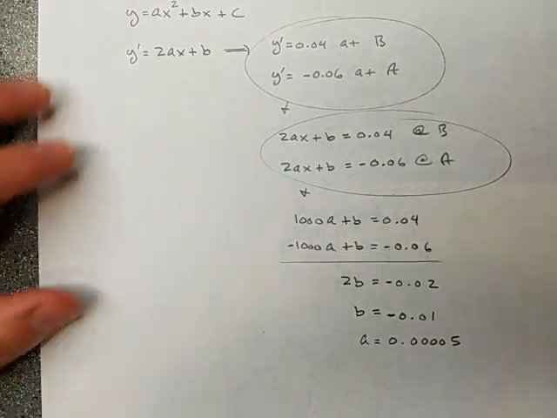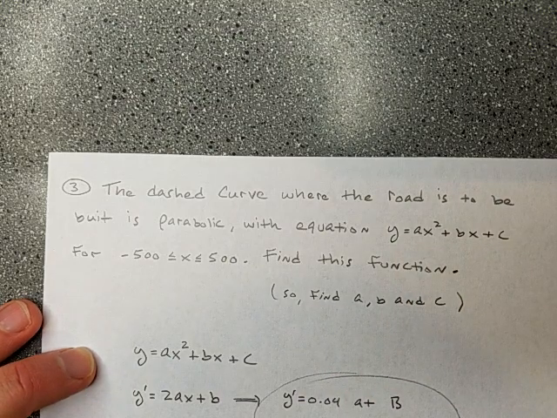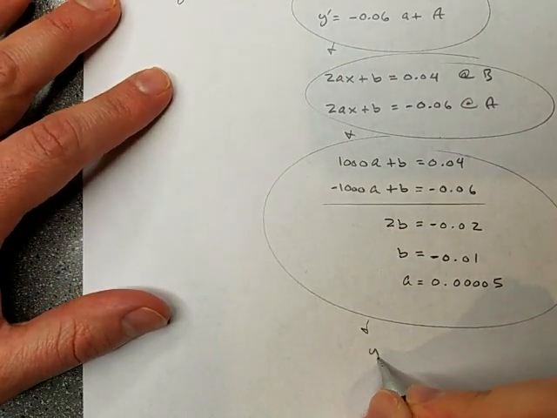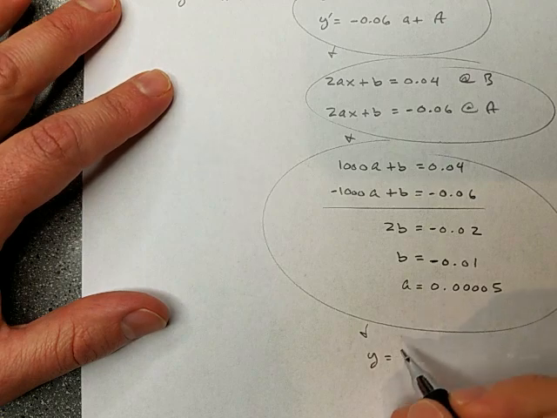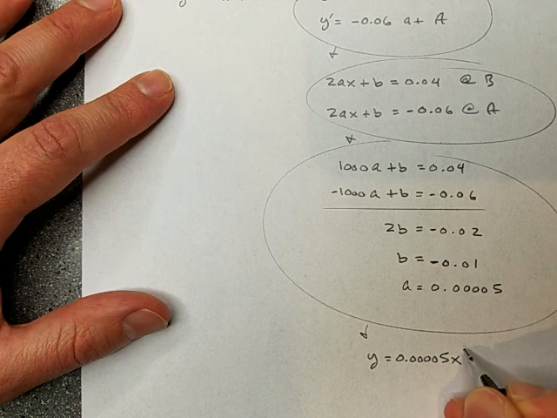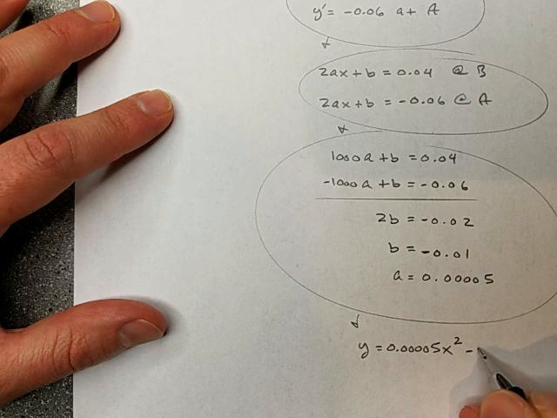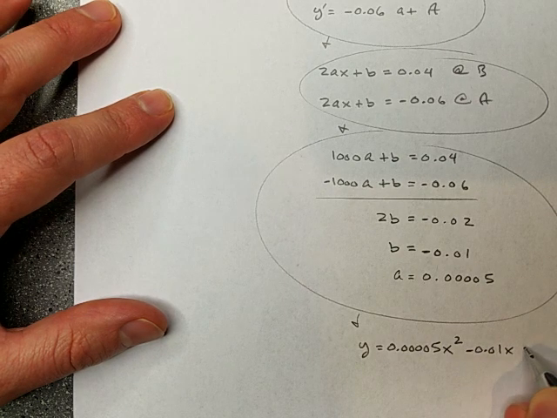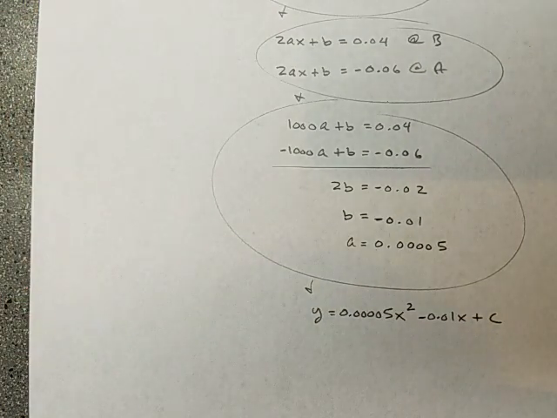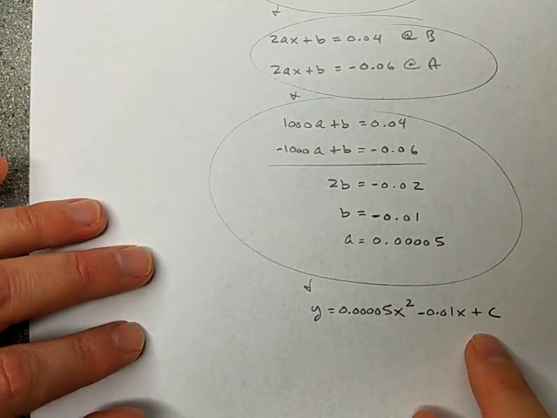So let's pause for a second. I'm trying to find this function. Here's what I know so far. Okay? Now, I've got that y equals ax squared. So I know a is this number, plus bx. I know b is this number, plus c. Okay? So the only thing I don't know at this point is c. So how can I find that last constant in this equation?